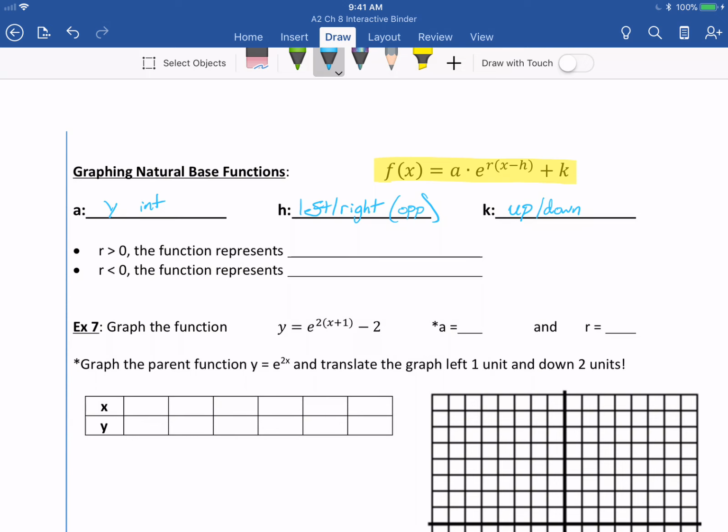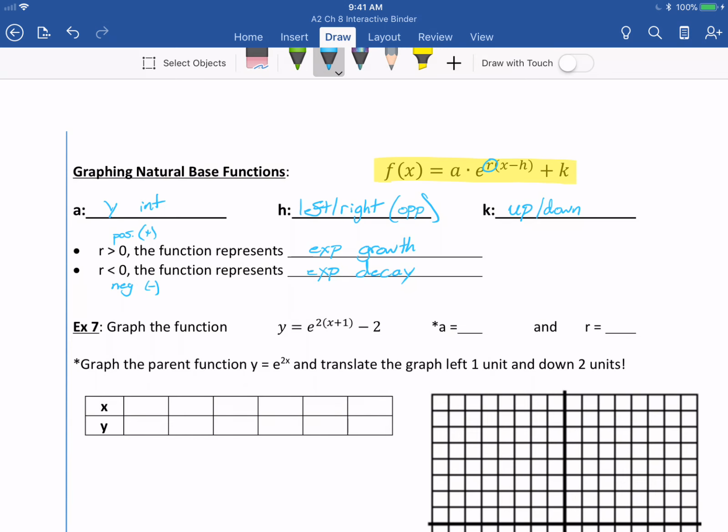And now we have this little new thing. It's that r. We didn't have an r in the exponential growth or decay, but this r is huge. If your r is bigger than 0, so if your r is positive, your graph represents exponential growth. All right, and if it's negative, so if it's a number less than 0, you will have a graph, and you guessed it, that's exponential decay. All right, so you got to know here if this is exponential growth or decay, and that's how you go through and plug them in.